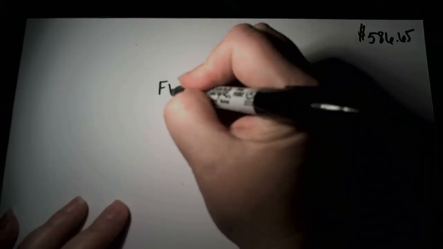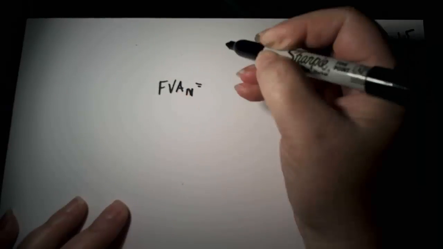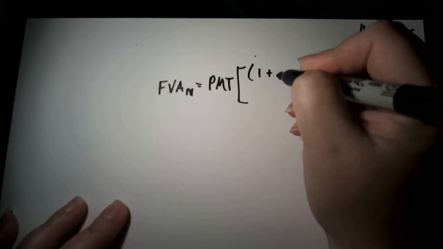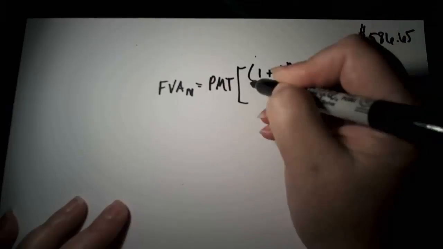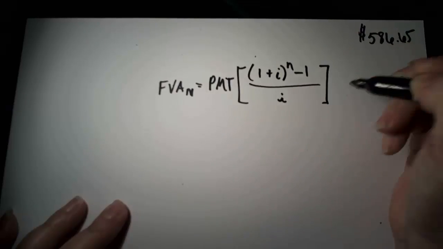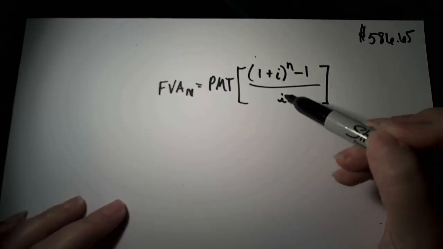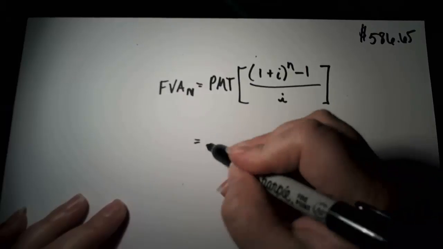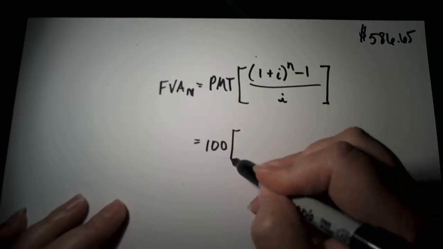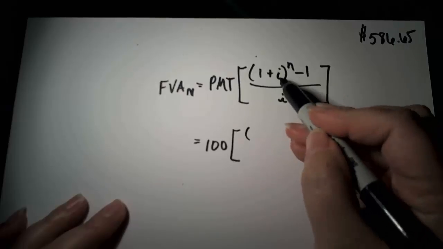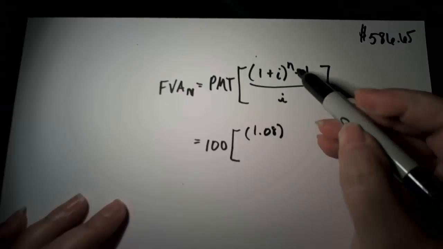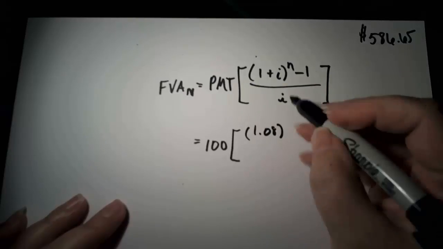Alright, so now let's go back to this formula. We have the future value of an annuity, and it is equal to the payment times 1 plus i raised to the nth, minus 1, divided by i. Both of these i's carry the same interest rate. Going back to the timeline, each payment is $100. Our interest rate is 8%, so that's 1.08, and our n is 5 because it's a 5-year annuity.